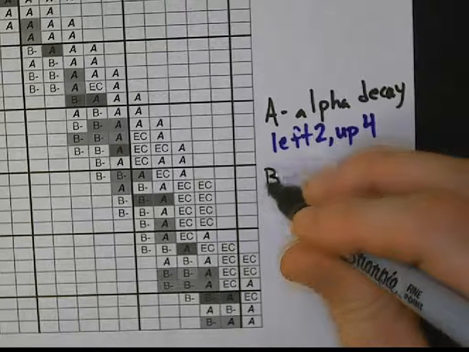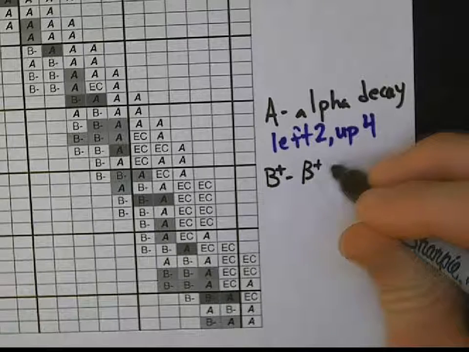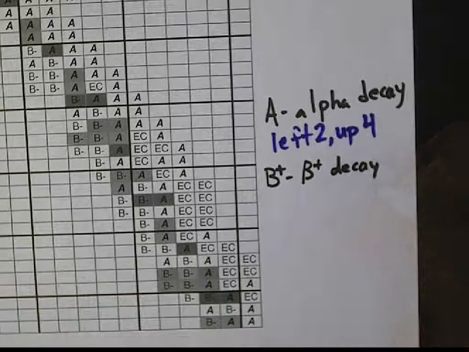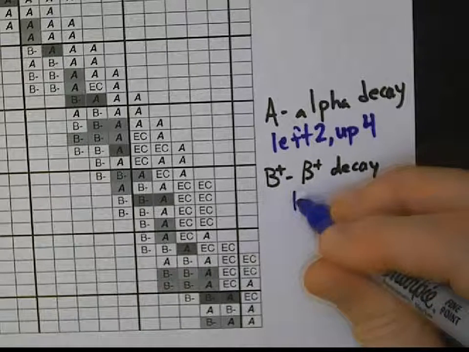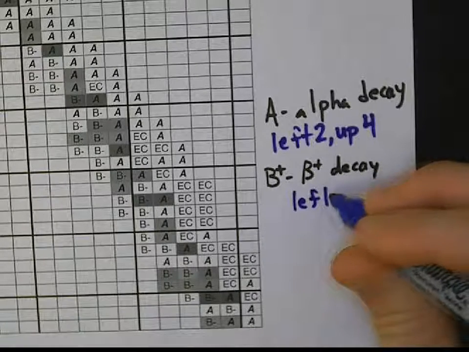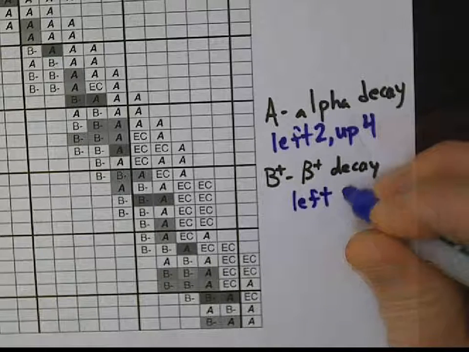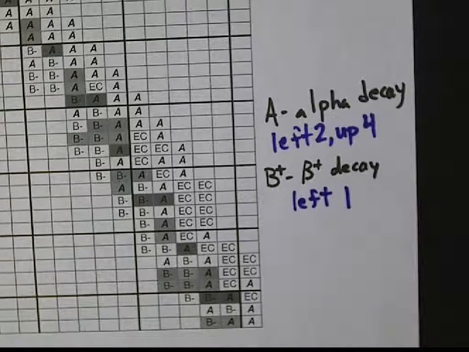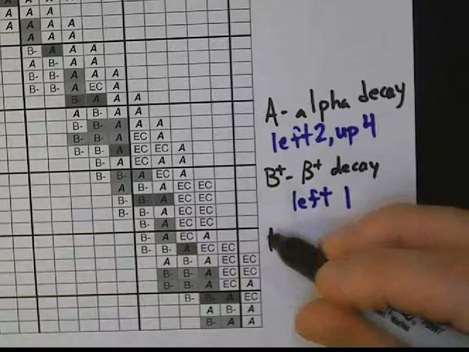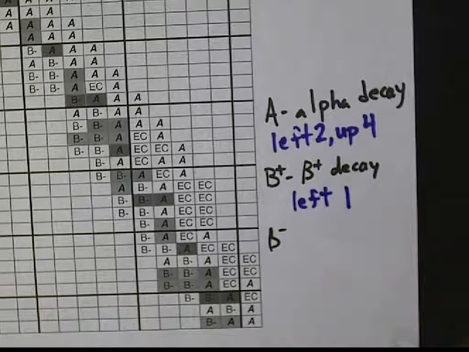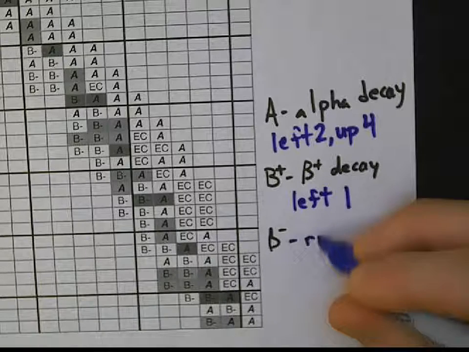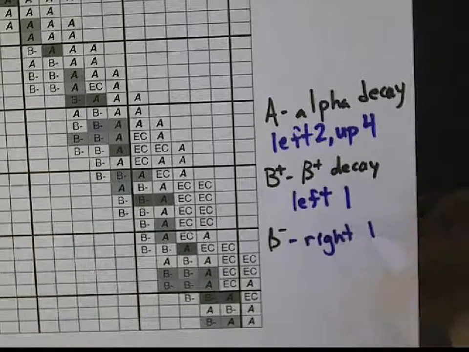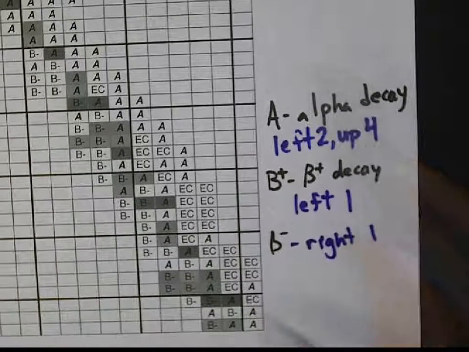B positive will be my beta positive decay. And to undergo beta positive on this radioactive chart, you would move to the left 1. And for beta negative decay, which is B minus, your direction you'd go would be to the right 1. This is how we're going to follow the chart very, very soon.